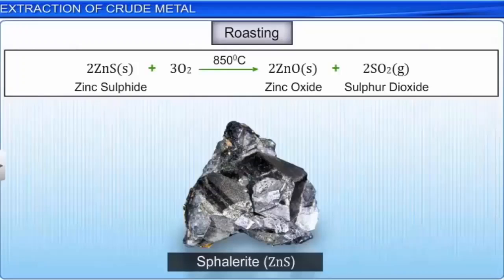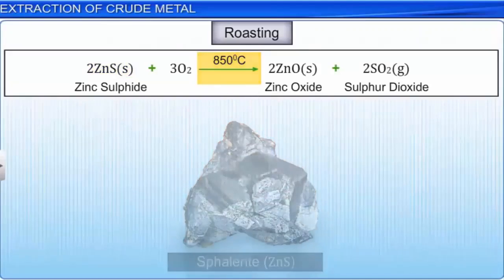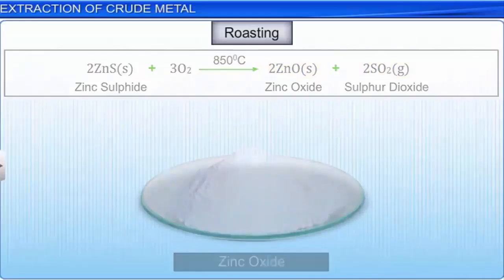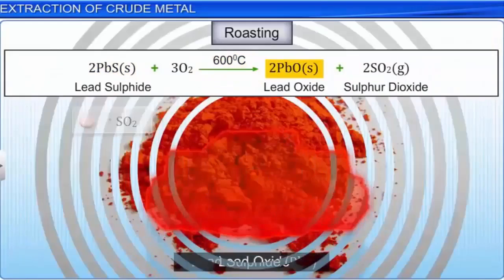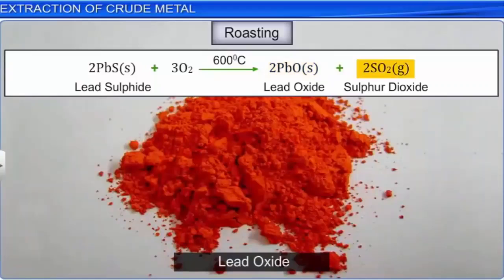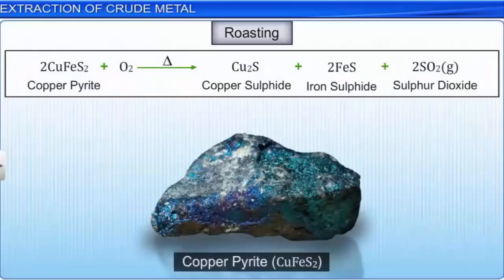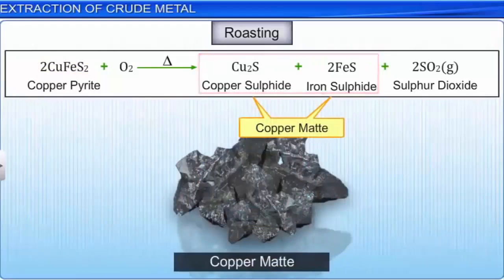This process is commonly employed for sulfide ores. For example, sphalerite or zinc sulfide is heated at about 850 degrees centigrade to give zinc oxide and sulfur dioxide. Lead sulfide is roasted at about 600 degrees centigrade to give lead oxide and sulfur dioxide. When sulfide ores of copper, like copper pyrites, are subjected to roasting, copper is produced in the form of copper matte, which contains copper sulfide and iron sulfide.